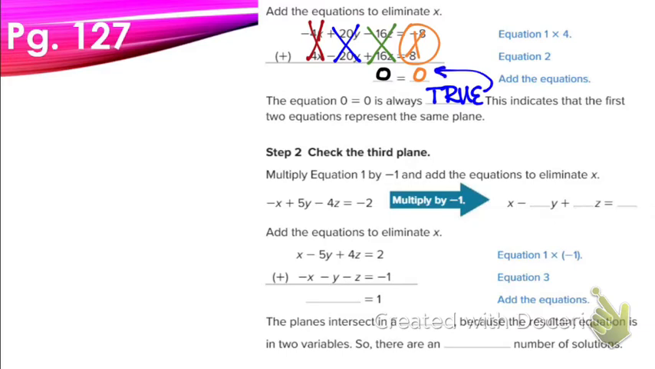This indicates that the first 2 equations represent the same plane. These first 2 equations are describing the same flat plane.